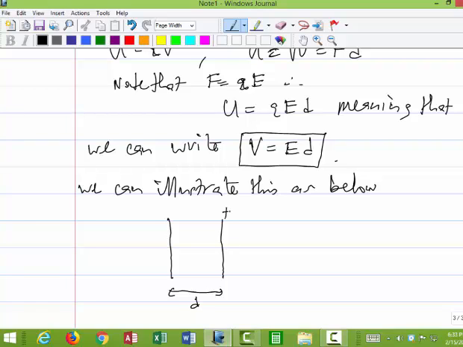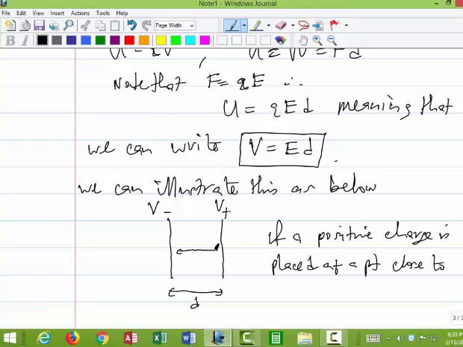I'll say that this is plus and this is minus. So this is V plus and V minus. Okay. So when you put a charge between the plates, suppose you put a positive charge, it's going to be repelled by this plate and it will travel to that plate. Okay. So in this case, its potential is going to drop because it's going from the positive to the negative plate. Its potential will drop.